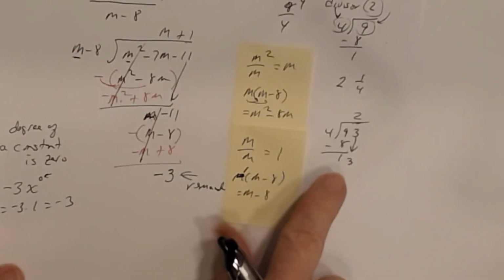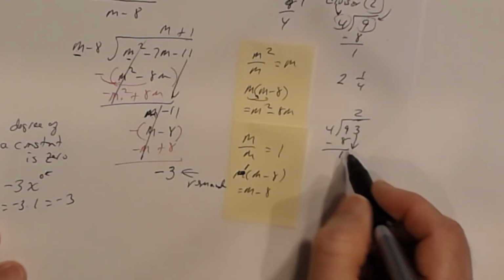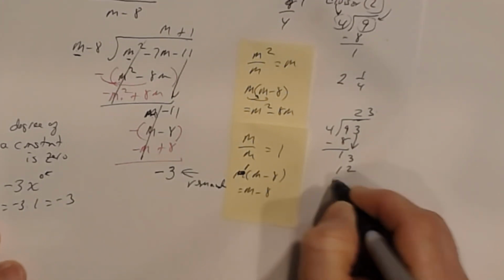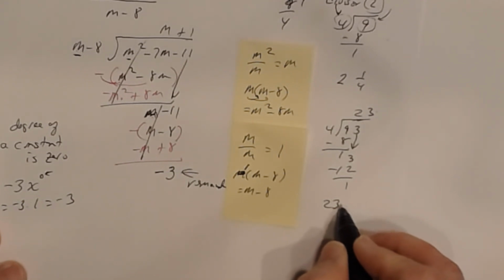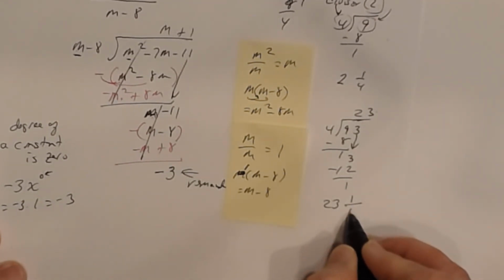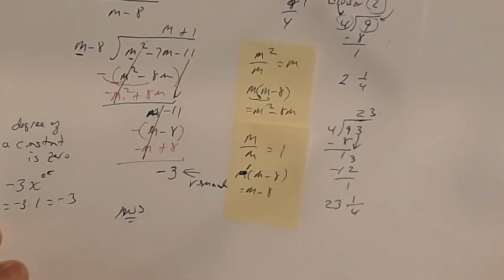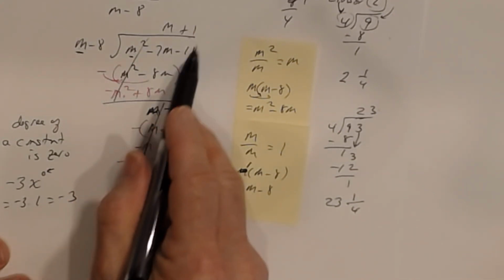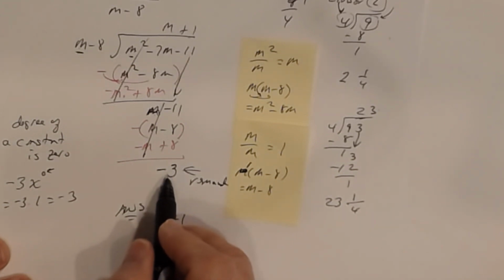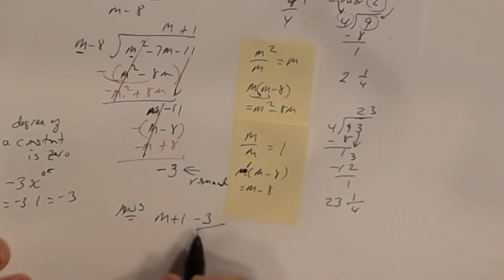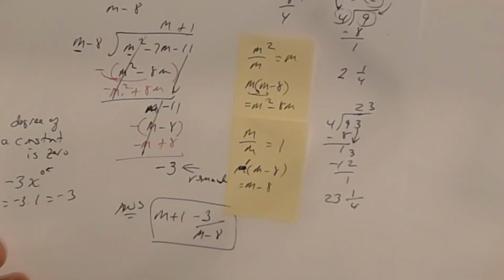Now here's how you write it. Remember how I wrote, let's go ahead and finish this one right here. 2 times 4 is 8. So 4 and 2, 13 is 3. 3 times 4 is 12. Subtract, you get 1. So you would rewrite this as the quotient, 23, and 1, the remainder, divided by your divisor. So your answer is going to be the quotient, m plus 1, minus 3, the remainder, divided by the divisor, m minus 8. That's how you'd write the answer.